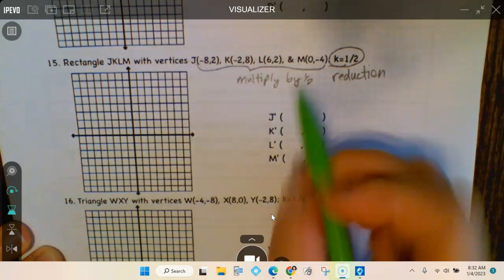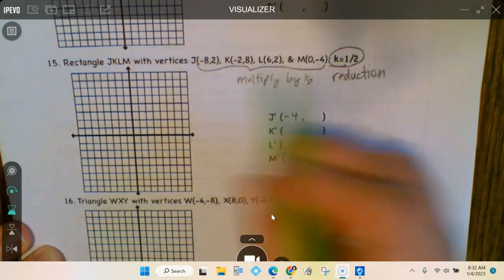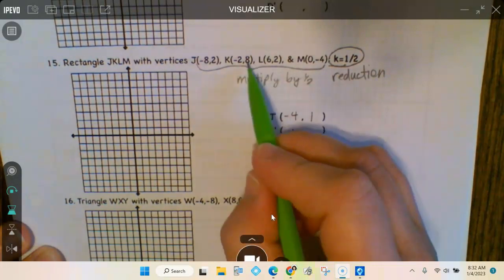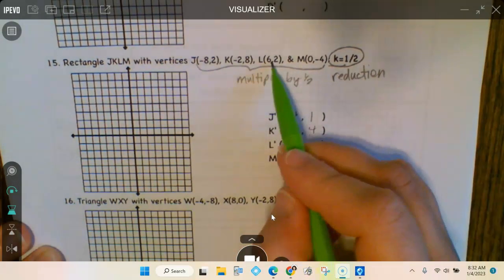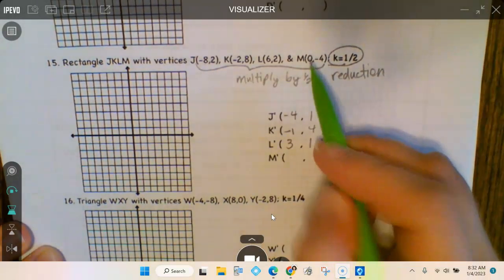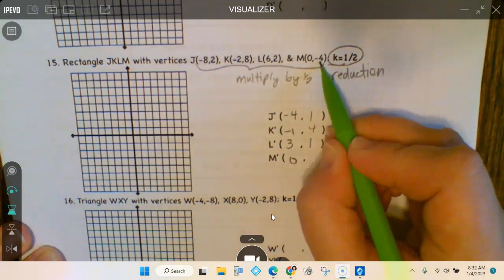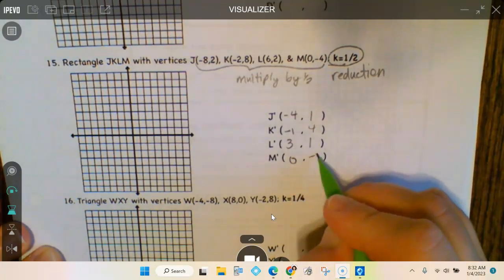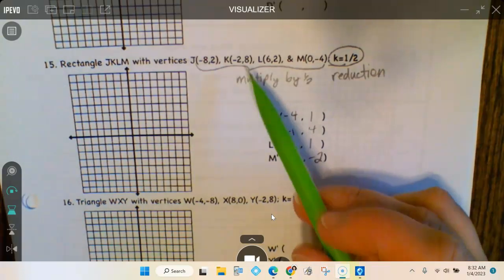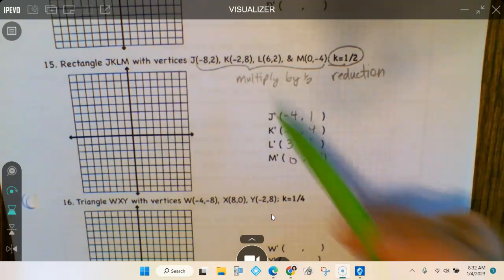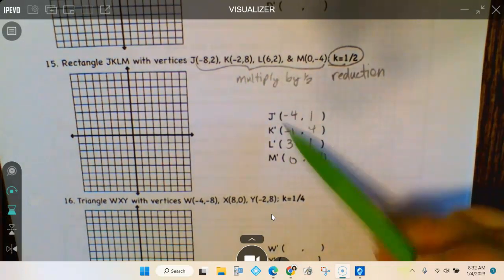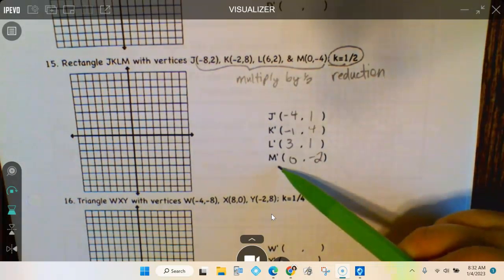So half of -8 is -4, half of 2 is 1. Half of -2 is -1, half of 8 is 4. Half of 6 is 3, half of 2 is 1, half of 0 is still 0, half of -4 is -2. And then when we graph these, if we graph our original rectangle and then our image, so our pre-image and our image, we will see that the image is half the size.